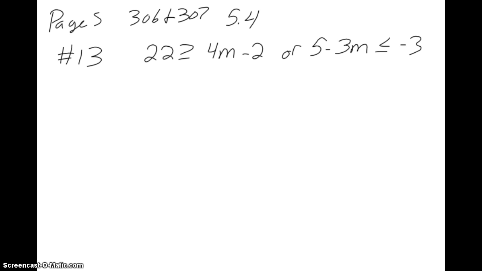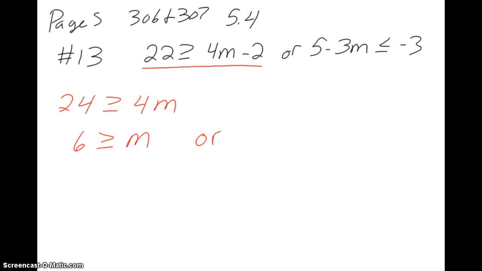When we add 2 to both sides of the first one, you're going to get 24 is greater than or equal to 4m. Divide both sides by 4. 6 is greater than or equal to m. On the next part, and again, remember this is an or, we subtract 5, so it's negative 3m less than or equal to negative 8. And then when I divide by negative 3, remember my inequality reverses.